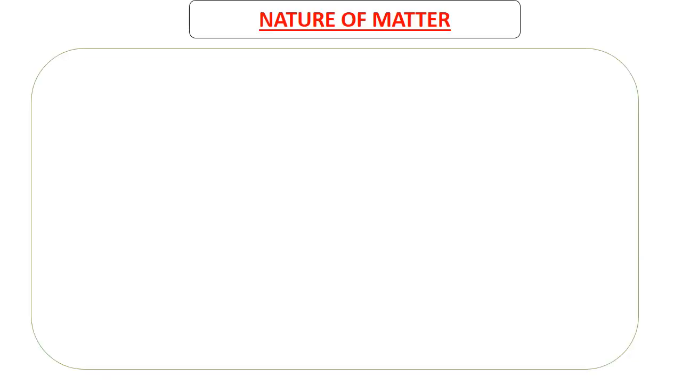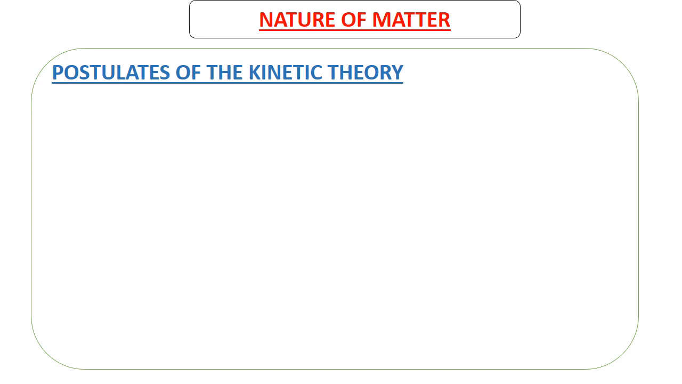So we're going to start with postulates of the kinetic theory. In the first video, we learned that the kinetic theory states that matter is made of small separate particles or discrete particles. We also learned about observations in nature that support the kinetic theory. From that, the kinetic theory makes some suggestions about the nature of matter. The word postulates is more like suggestions. So postulates of the kinetic theory are suggestions that the kinetic theory makes about the nature of matter.